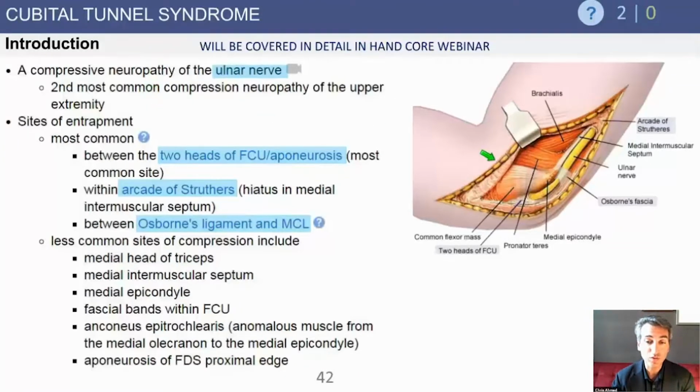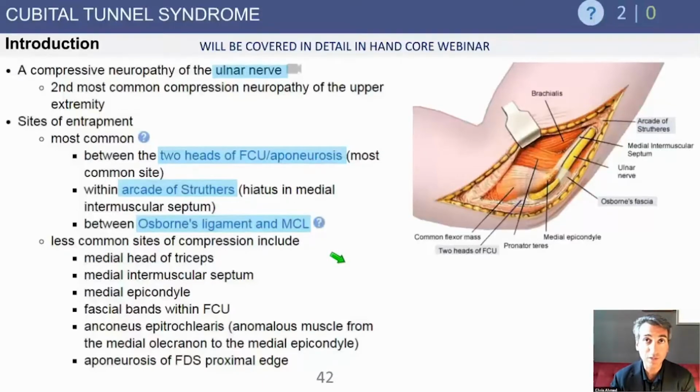Between the two heads of FCU, which is right here, the arcade of Struthers, which is most proximal, and Osborne's ligament is the tissue that goes over the so-called cubital tunnel, and it's right behind the medial epicondyle. Less common sites of compression are the medial head of the triceps.